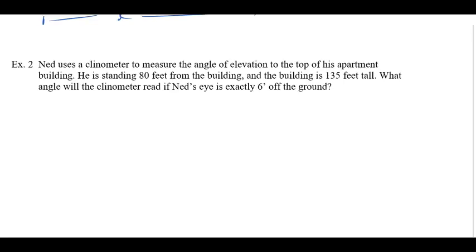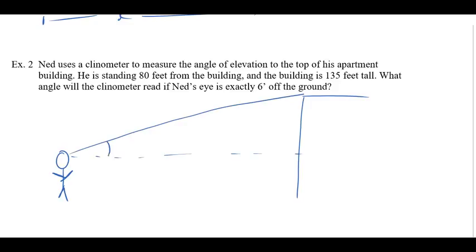Okay, the last one, I'll do this one really quickly. Most questions in this are going to be really straightforward. I'm not trying to trick you or anything like that. But notice how this says Ned is standing over here, and he's measuring the height of his building. He uses a clinometer, which you hold up to your eye, and it measures an angle from the horizontal. So here's the horizontal, and here's the angle that he would measure.